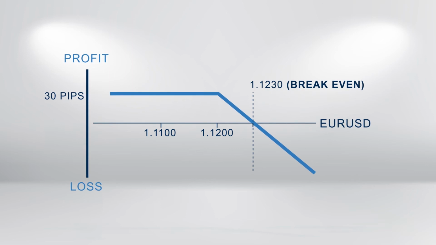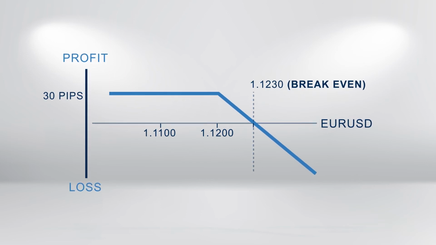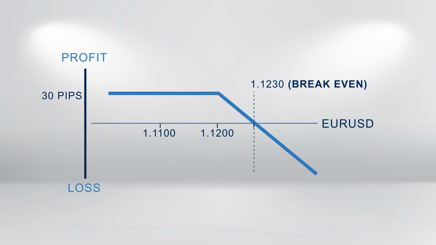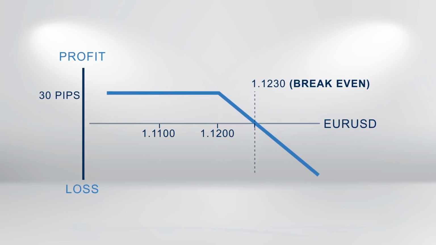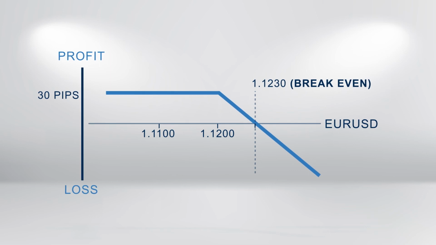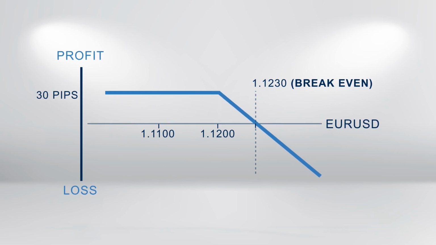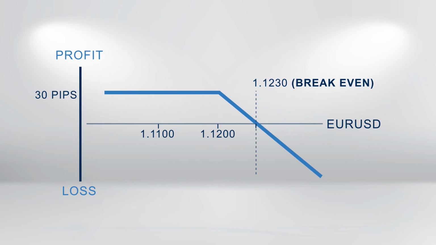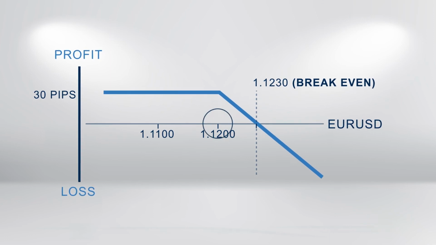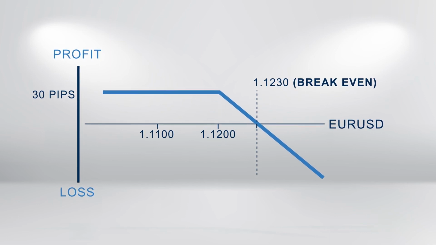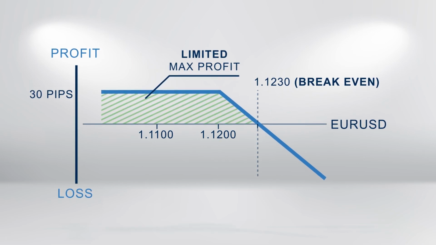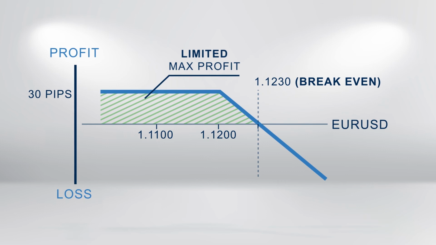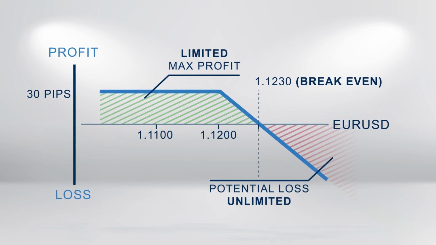However, if euro-dollar trades above 1.1200 at expiry time, then the owner of the option will exercise the option, and we have the obligation to participate in the trade and offer him to buy euro-dollar from us at 1.1200. So when shorting vanilla options, the maximum profit is fixed at the premium amount. The potential loss, on the other hand, is unlimited.